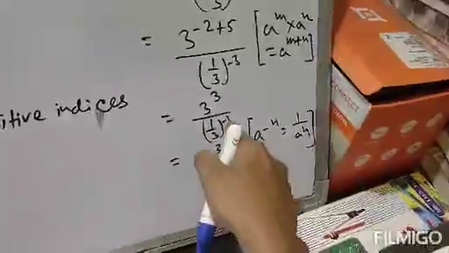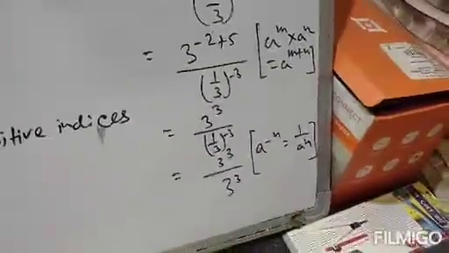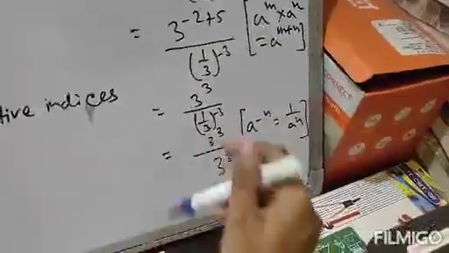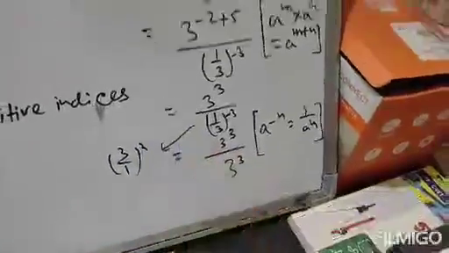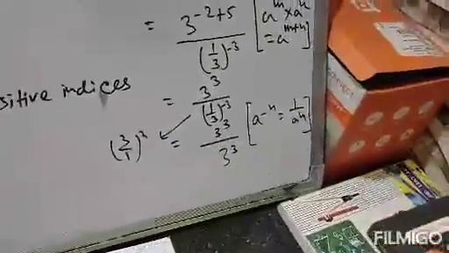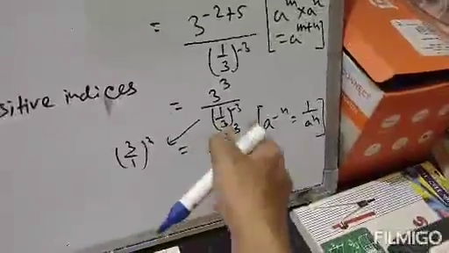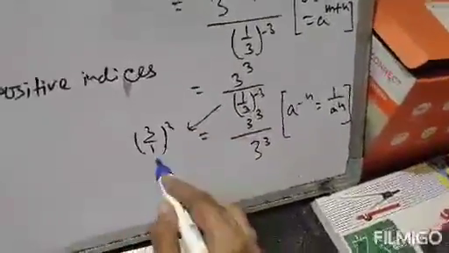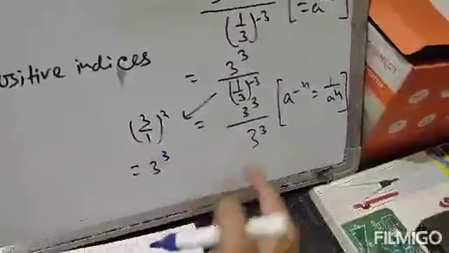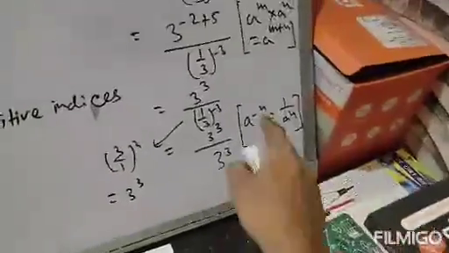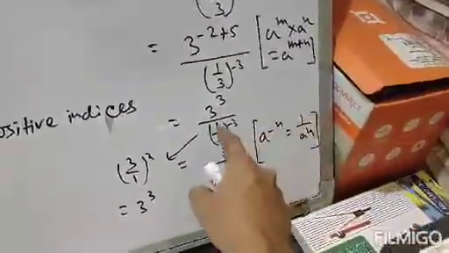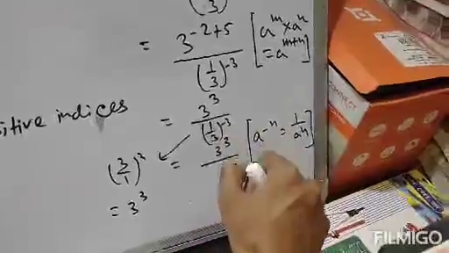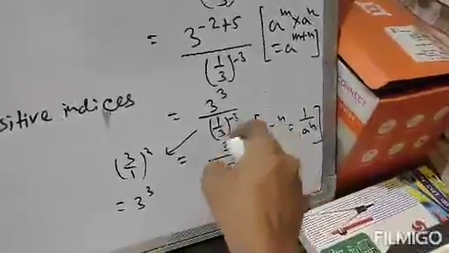Clear? So now here the power is negative, so to make it positive you have to reverse. That means it will be 3 by 1 to the power 3. If you reverse this, it will be 3 by 1 to the power 3, and 3 by 1 to the power 3 means 3 to the power 3. So I am writing 3 to the power 3. Just compare a to the power minus n equal to 1 by a to the power n. That was the formula.